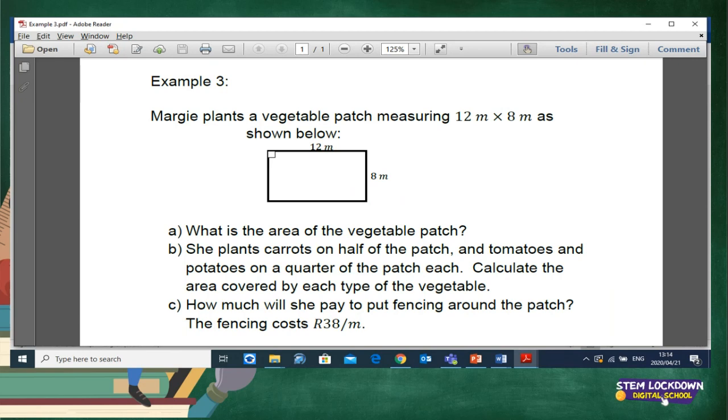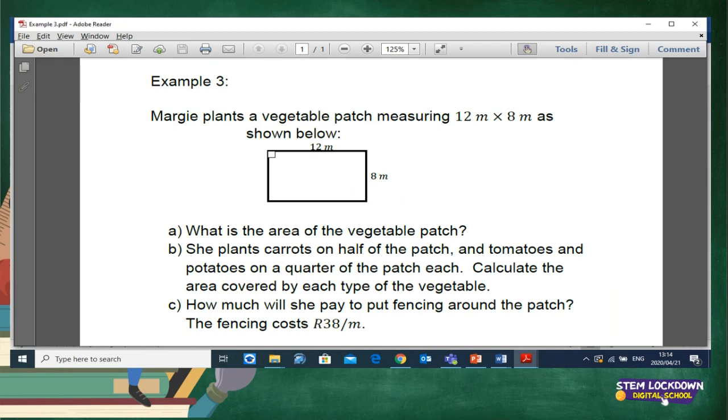Now there are 3 questions that I want us to answer here. The first question says, what is the area of the vegetable patch? That is the first question. And the second one, she plants carrots on half of the patch and tomatoes and potatoes on a quarter of the patch each. Calculate the area covered by each type of vegetable. So this is an interesting question.